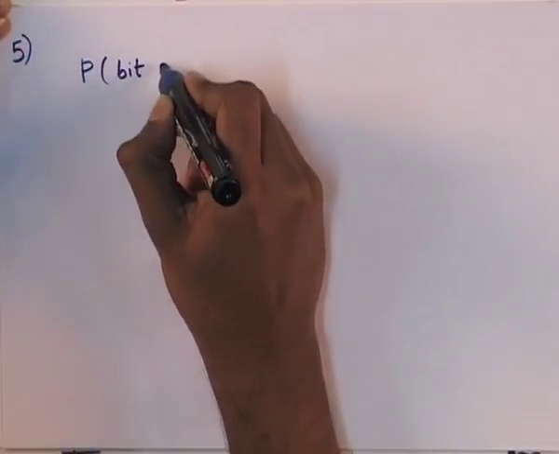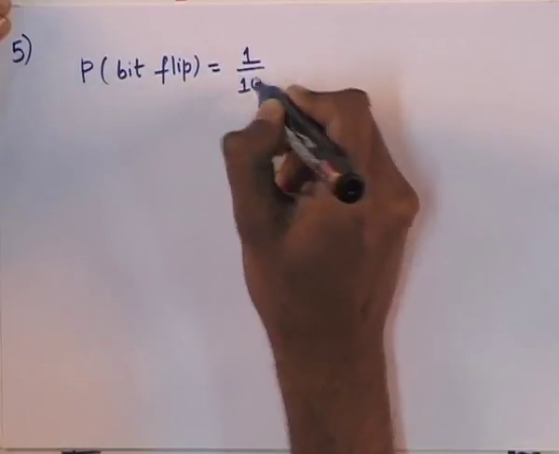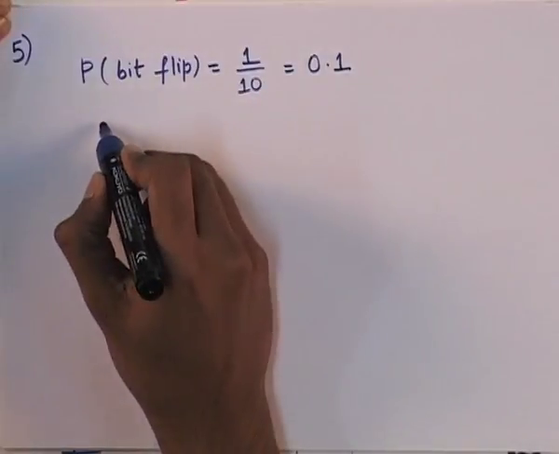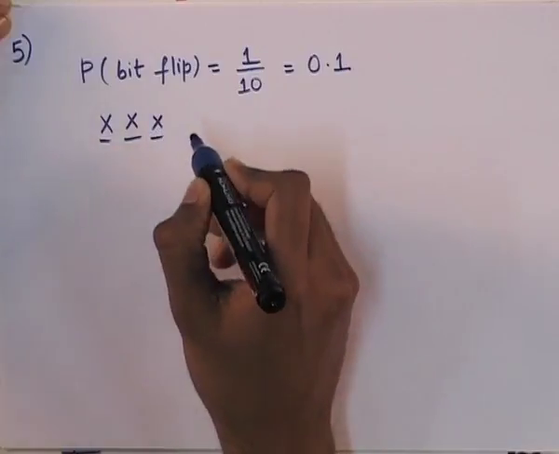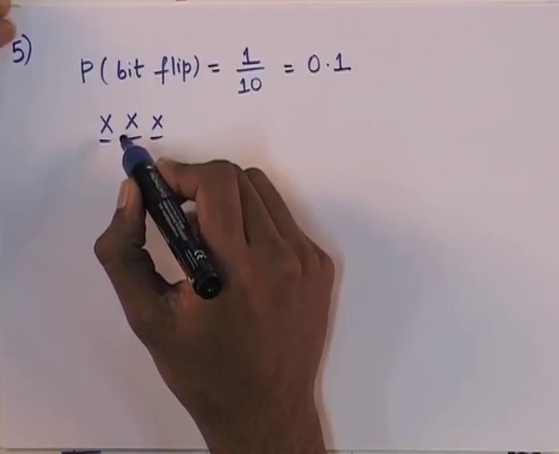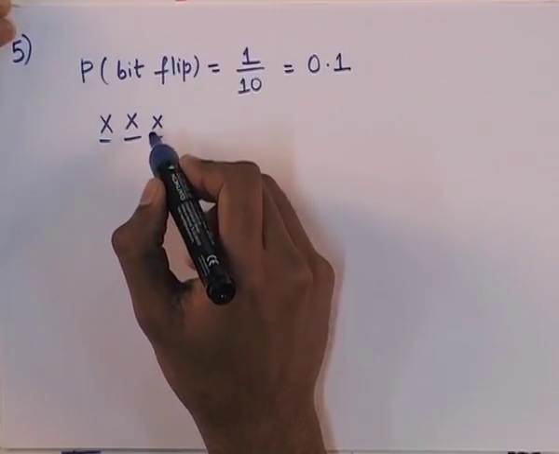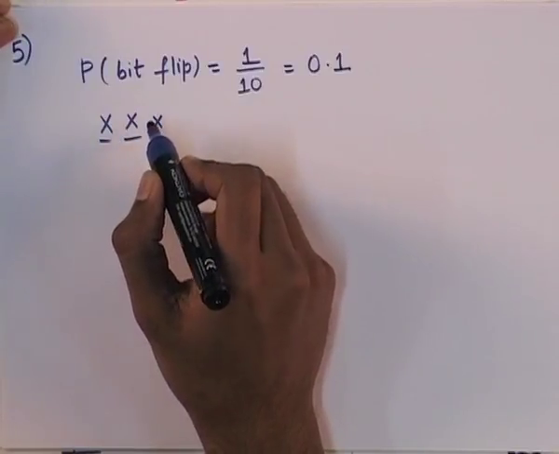So the probability of bit flip is 1 by 10, that is equal to 0.1. Say we have 3 bits, and we want at least 2 of them.